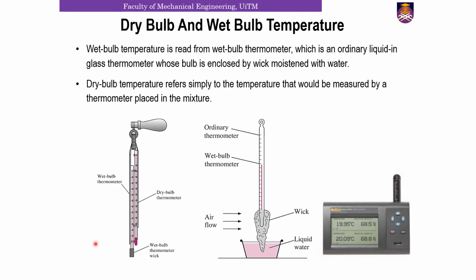This thermometer will read the temperature of the surrounding air as it is. The temperature of this other thermometer will be lower than that of the dry bulb thermometer. You call this the dry bulb thermometer because there is nothing covering it, it is dry. This is called the wet bulb thermometer because the bulb here is covered with a wet wick. Now the temperature here is the temperature of the surroundings. What do you think is the temperature for the wet bulb thermometer? It will show a lower temperature compared to the dry bulb thermometer.